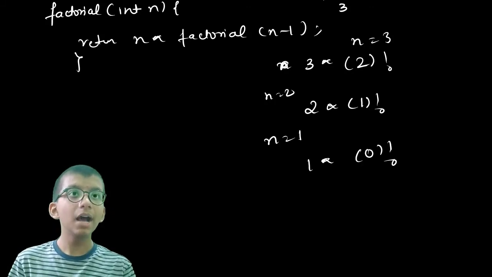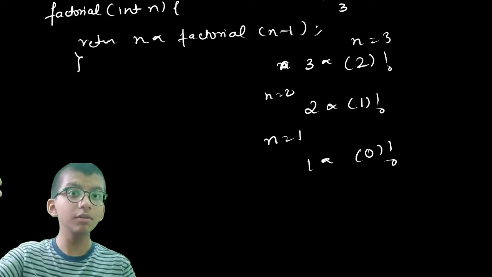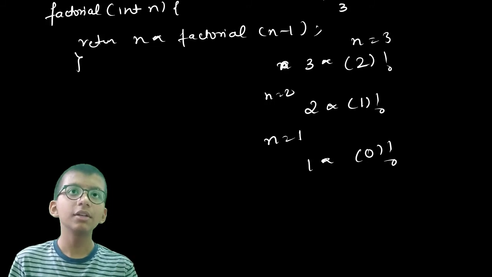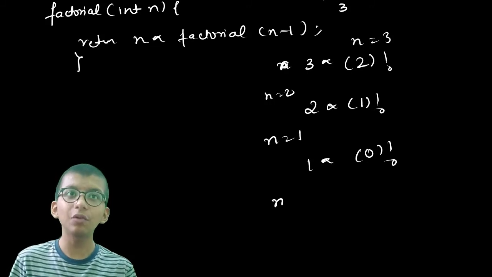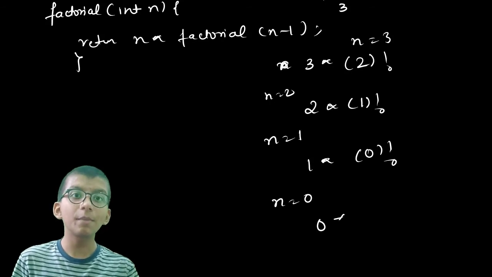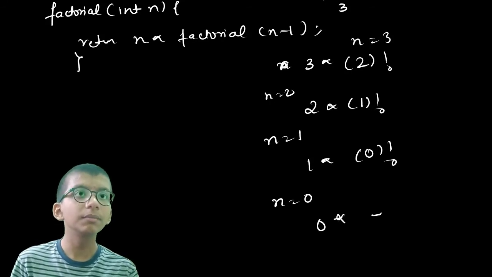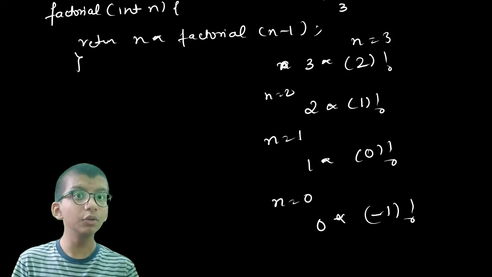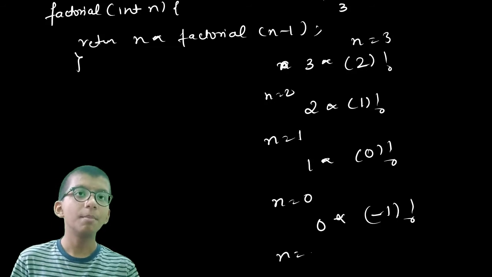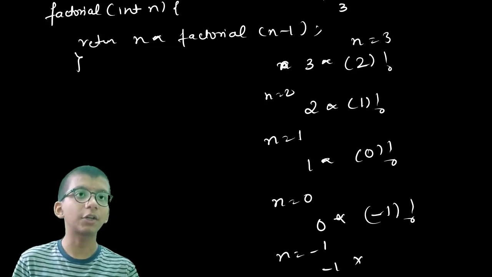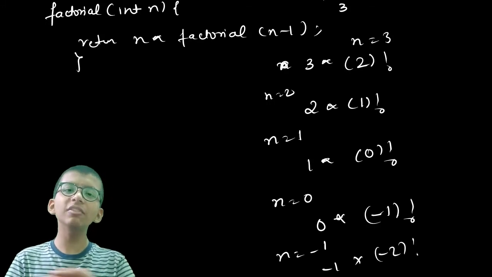Now we want 0 factorial, but as we go up, there is no base case, so we'll make use of n equals 0. Then again what we will do, 0 times the 0 minus 1, which is minus 1 factorial. For taking out the minus 1 factorial, we will do n minus 2 factorial. So n equals minus 1, so minus 1 times the n minus 2 factorial. So it is minus 2 factorial.